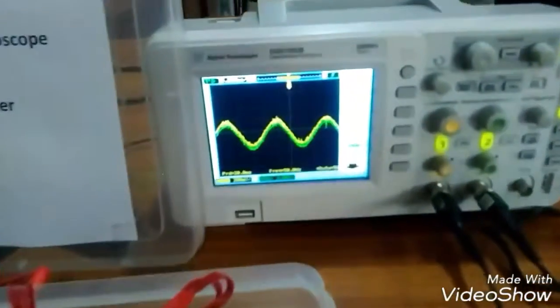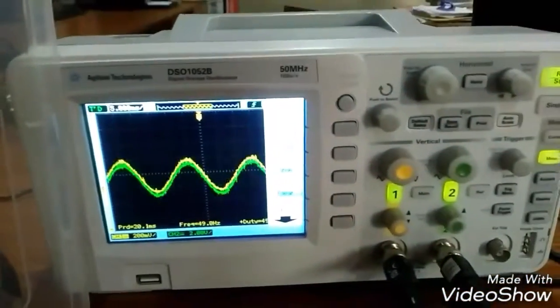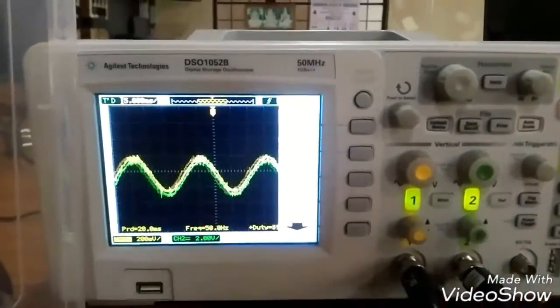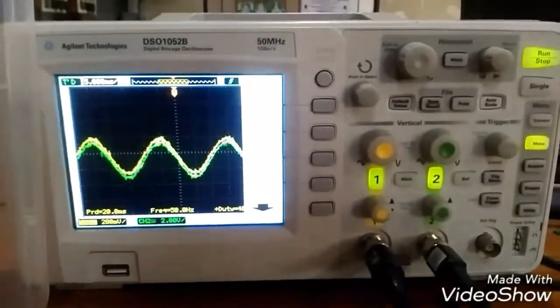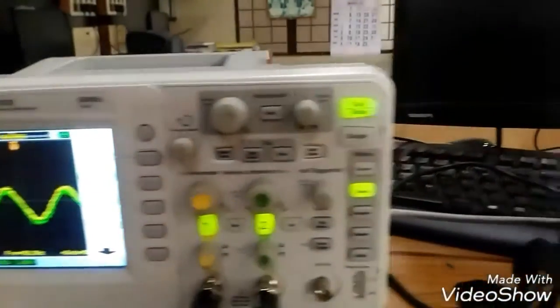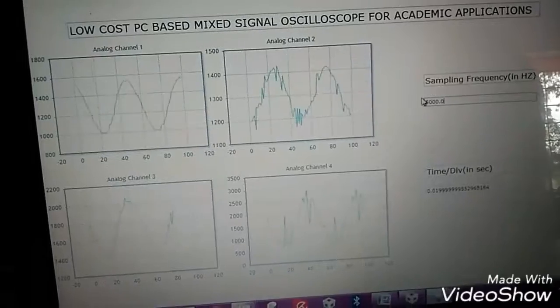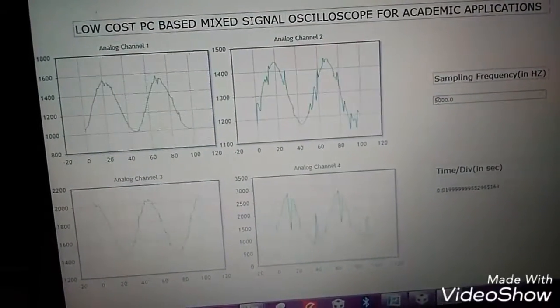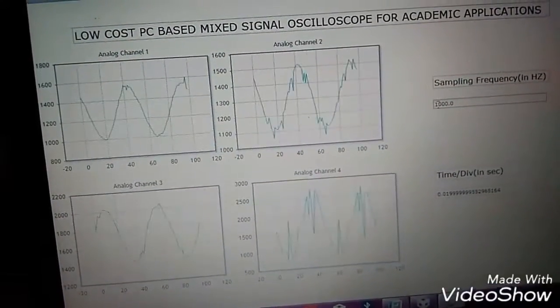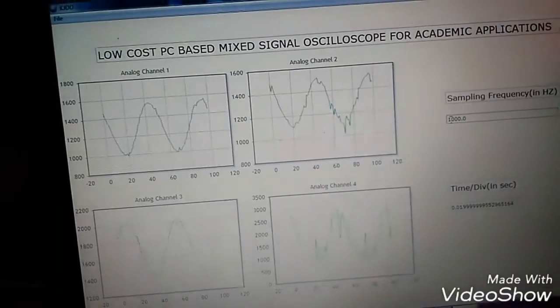We have developed the standalone GUI, that is graphical user interface, with 4 analog channels which can display the analog signals with the help of C2000 microcontroller. The sampling frequency and the time per division is also displayed in the GUI. Thus, the current and the voltage waveforms are obtained in the standalone GUI using C2000 microcontroller.